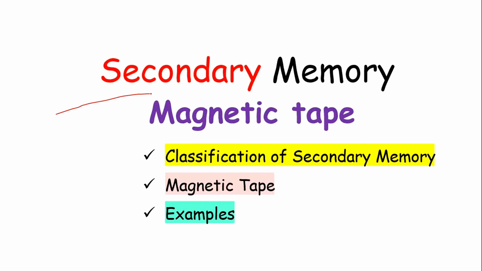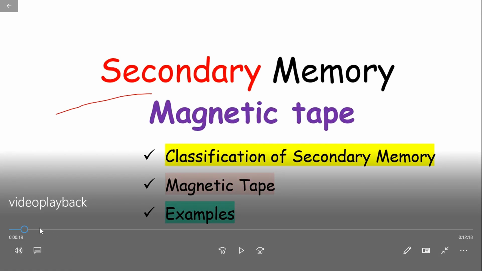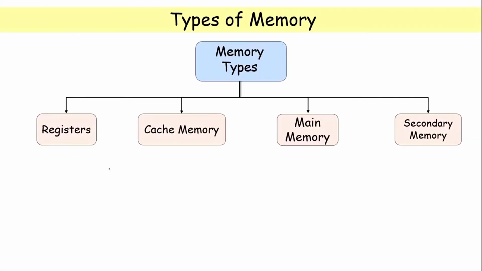Secondary memory. Magnetic tape. Classification of secondary memory. Magnetic tape. Examples. There are different types of memory, such as registers, cache memory, main memory, and secondary memory.